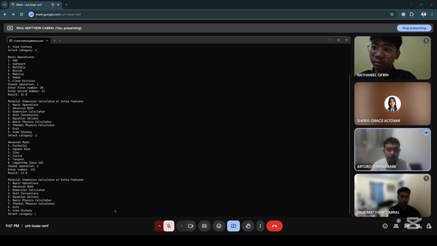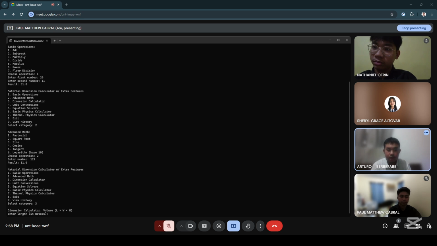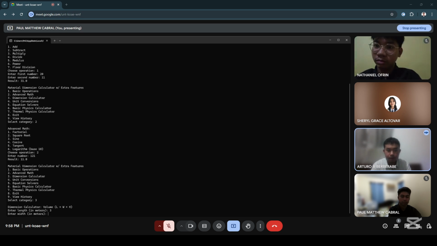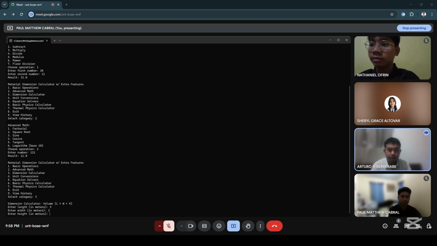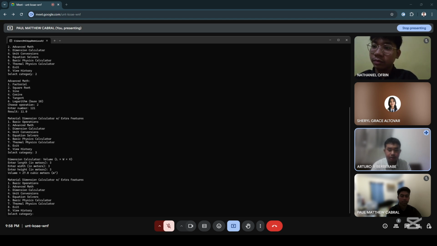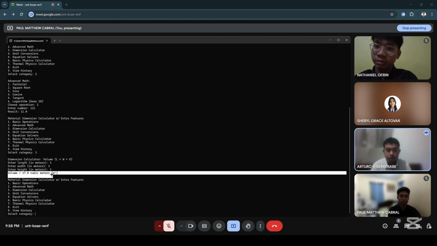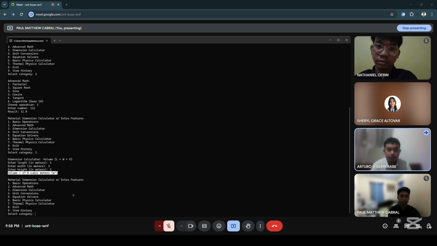The dimension calculator is great for calculating dimensions using length, width, and height. To use this, we input 3 in the menu, which brings us to the dimension calculator. Now, it asks for 3 values. First, we input the length as 3, then the width as 3, and finally height as 3. After pressing enter, the calculator processes it and gives us the volume, which is 27 cubic meters. It's perfect for figuring out space, packaging, or any 3D measurement tasks.